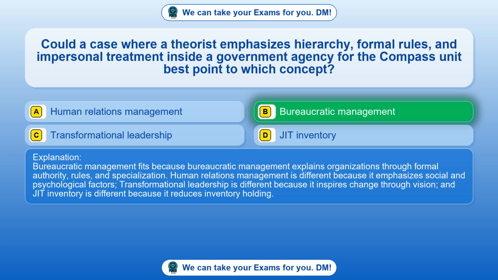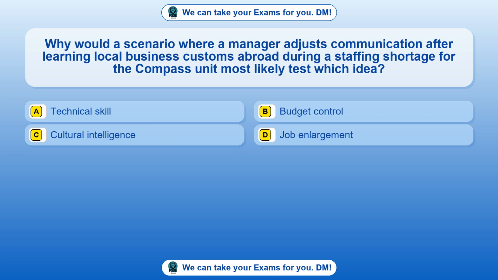Bureaucratic management fits because bureaucratic management explains organizations through formal authority, rules, and specialization. Human relations management is different because it emphasizes social and psychological factors. Transformational leadership is different because it inspires change through vision, and JIT inventory is different because it reduces inventory holding. Question 34. Why would a scenario where a manager adjusts communication after learning local business customs abroad during a staffing shortage for the Compass unit most likely test which idea?